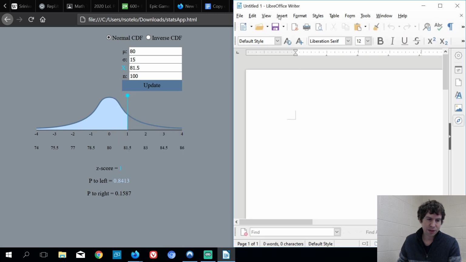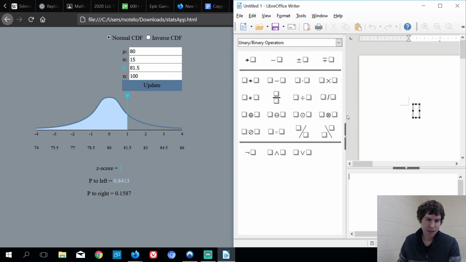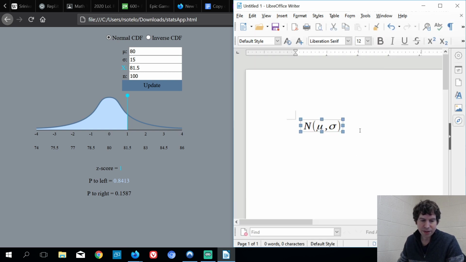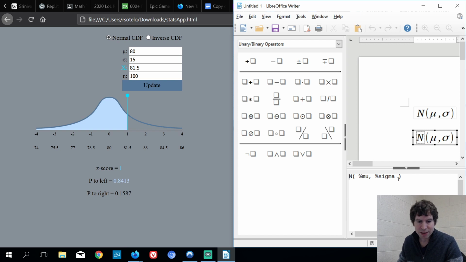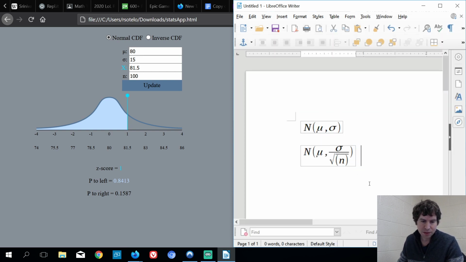And I'll insert a formula. So normally in a normal distribution, you just need the average value, and you need the standard deviation. That's how you make a population distribution. To make the sampling distribution, let's say for a sample of size 100, all you have to do is you do the same thing.